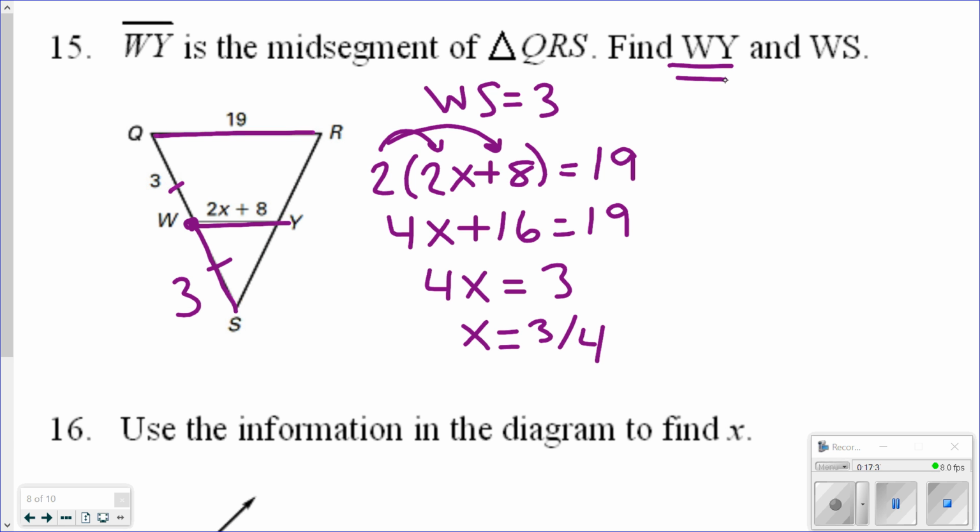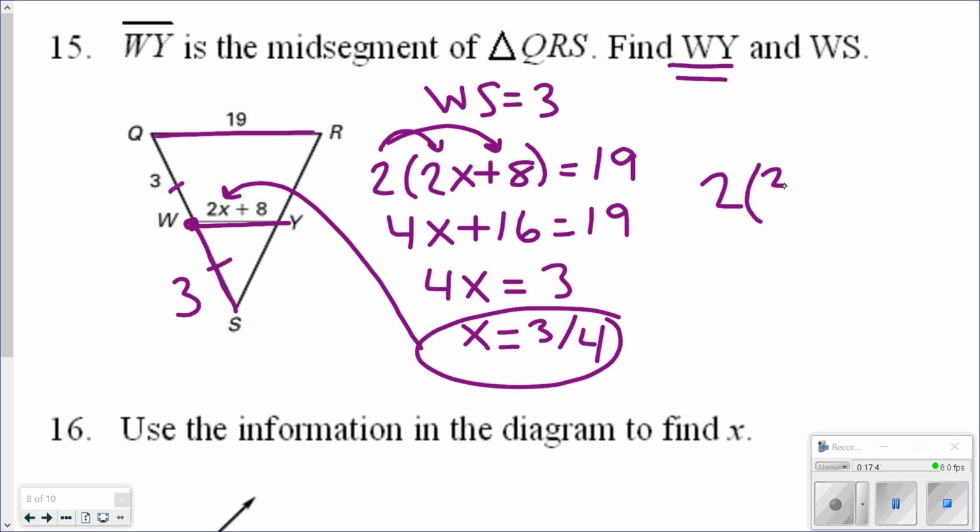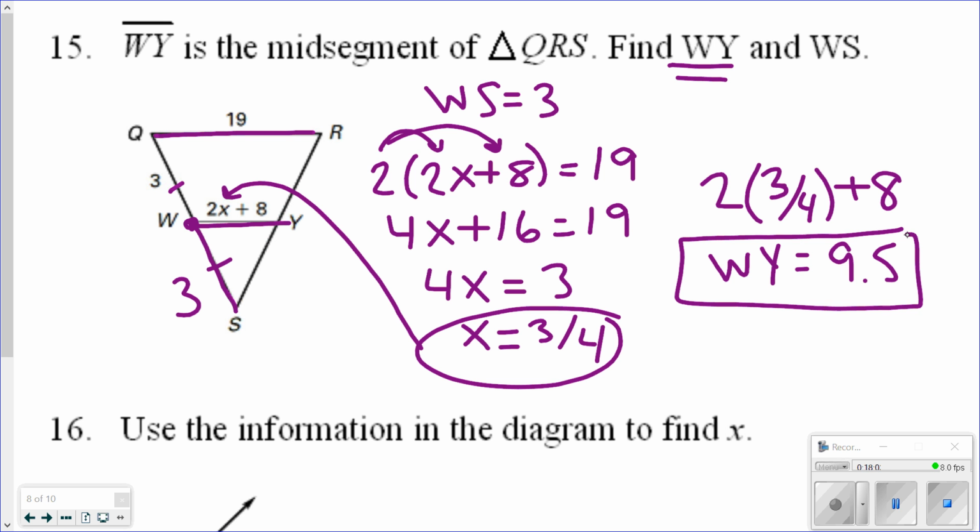So if I plug 3/4 into the x value for my equation for my midsegment, so 2 times 3/4 plus 8, if I plug that into my calculator, I end up getting that WY is equal to 9.5. So I'm done with that question now.